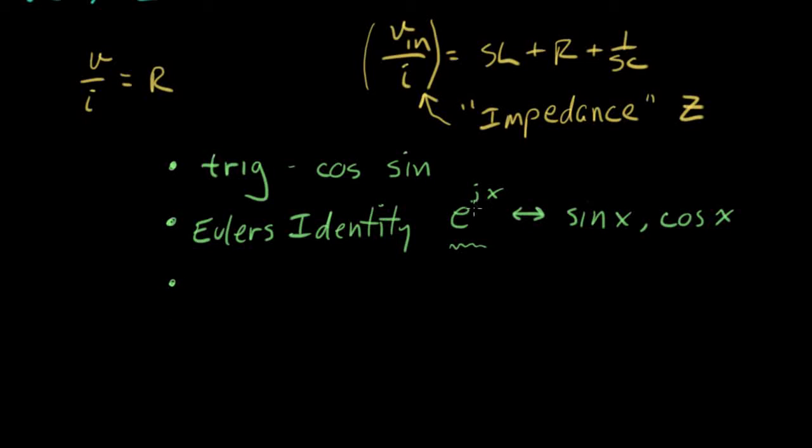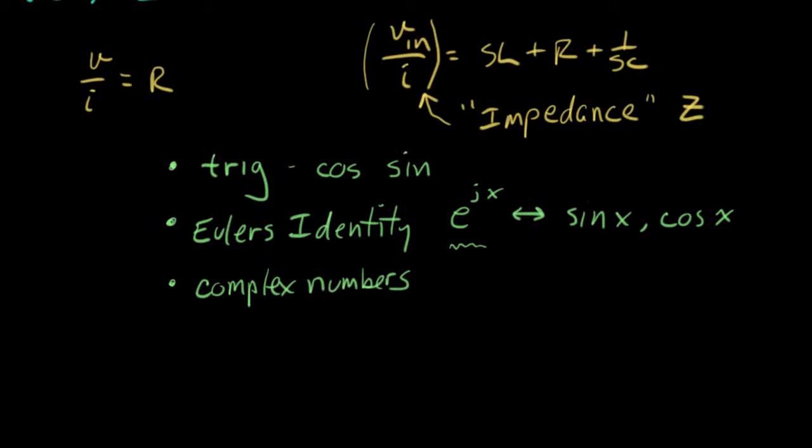Now, when we use Euler's identity, we're going to get this little complex number that keeps coming up. So we're going to review complex numbers. That's the three review topics.